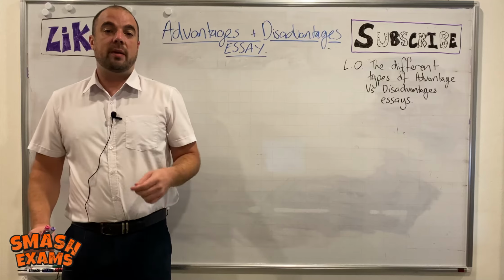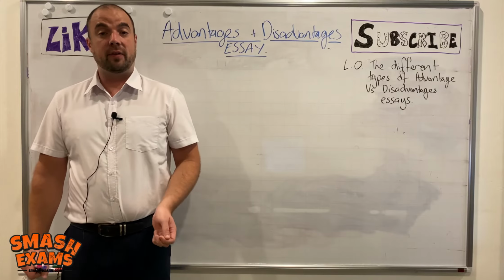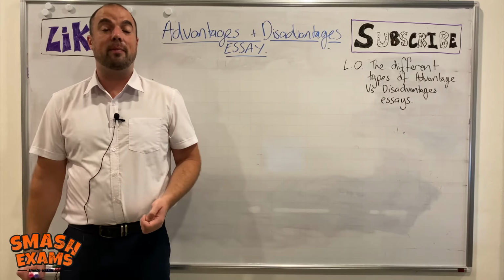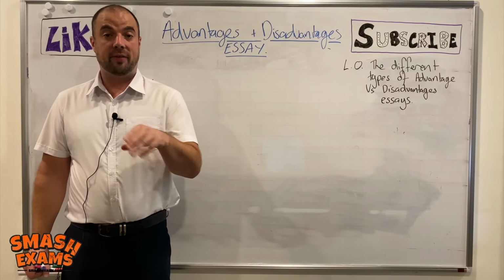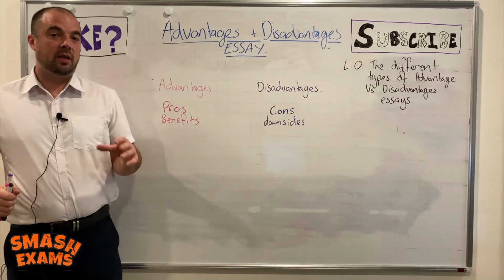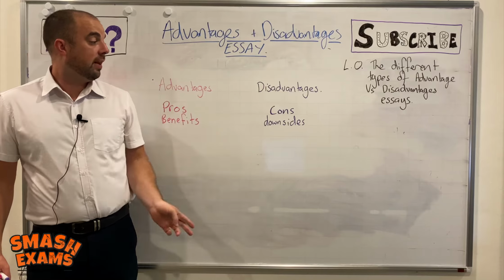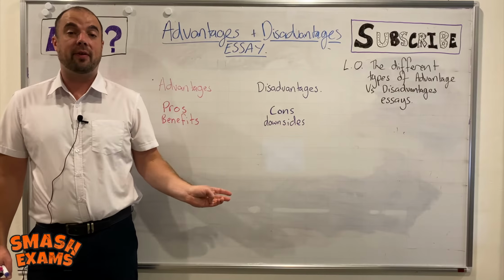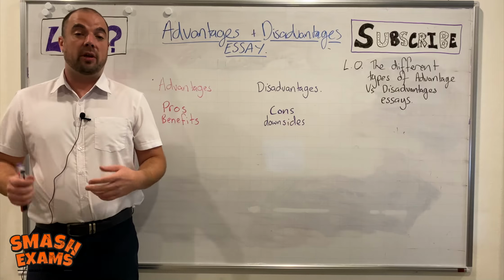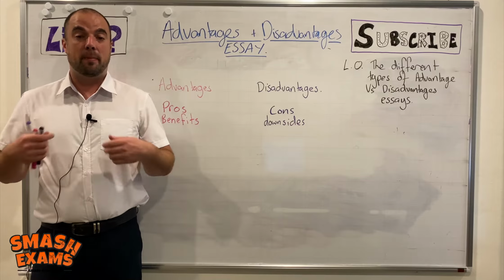Now, in the question, it might say advantages and disadvantage, but there are other synonyms that might come up on the test. Here's a couple of them. So for advantages, the question could say something like the pros or the benefits, and the disadvantages could be the cons or the downsides. They all mean the same thing. They're all the good things and the bad things about the topic.